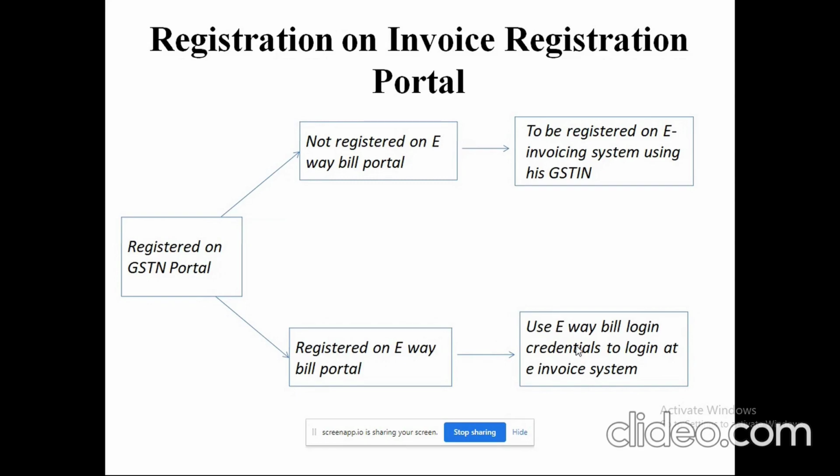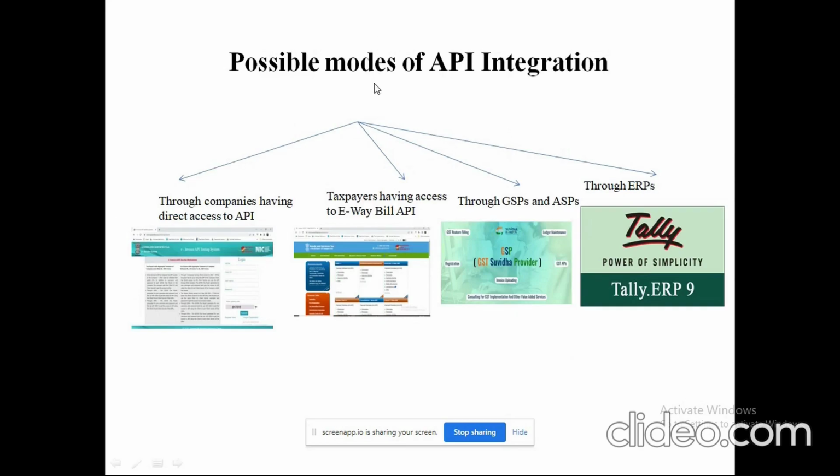The e-invoice can be registered under the IRP using the possible methods of API integration. First one is through companies having direct access to API. If the taxpayer has a tie-up with companies having direct access to API, he can register himself in IRP using his GSTN. He can create a login ID and password, and he can use another company's API login ID and client secret, which means the password of the API, client username and client secret.